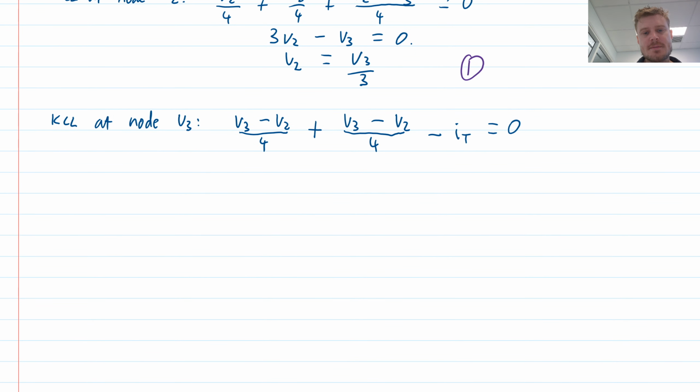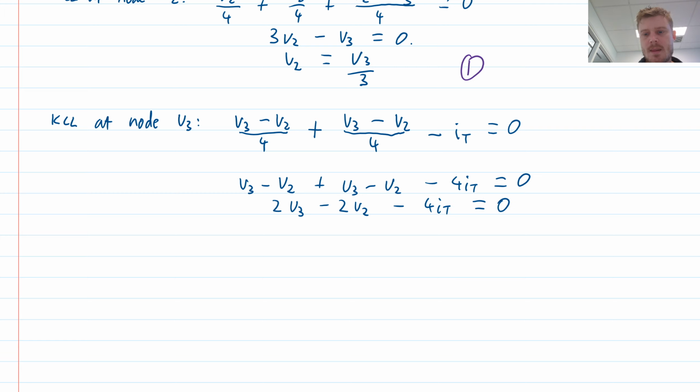We can simplify this one, so I'm going to multiply out the denominators, so this will give me V3 minus V2 plus V3 minus V2 minus 4IT is equal to 0. And collecting like terms here will give me 2V3 minus 2V2 minus 4IT is equal to 0. I can then substitute my equation 1 into here. So substitute equation 1, and if I do that, I will get 2V3 minus 2 times V3 over 3, minus 4IT is equal to 0.